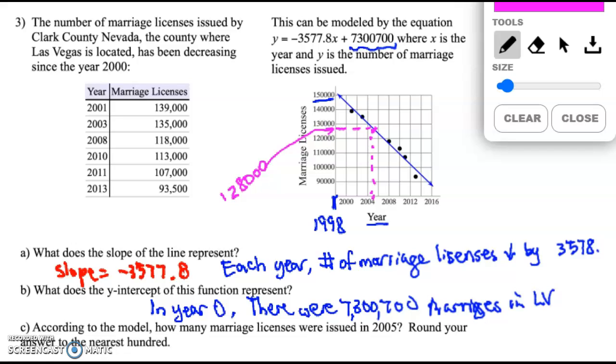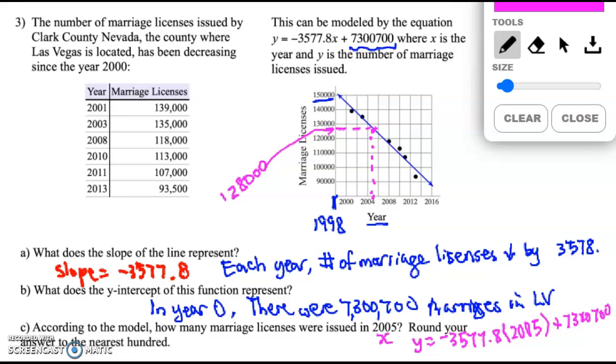So what is the x value in this case? x is the number of years. So the number of years, this is my x. That means plugging it into the equation, I get y is equal to negative 3577.8 times x, which is 2005, plus 7300700. Okay, so that's the equation that I will be using.